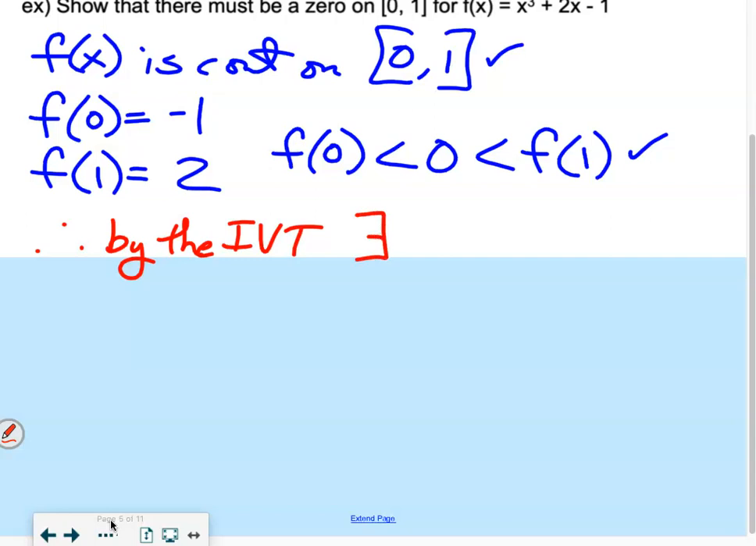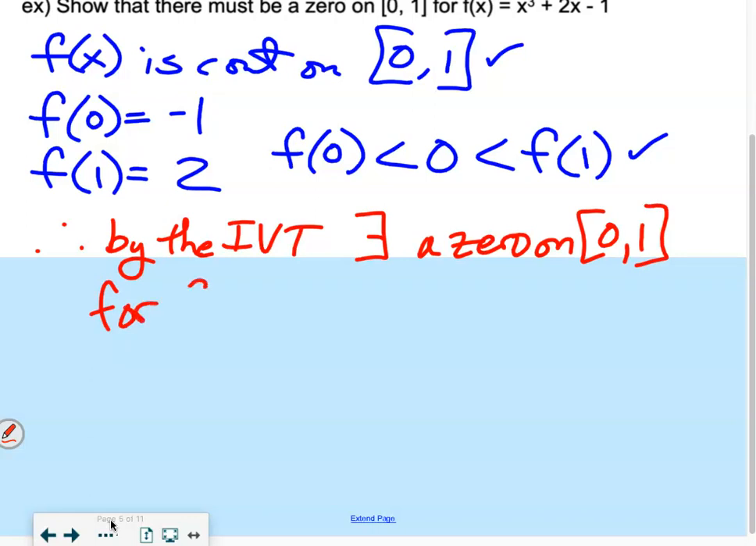You don't have to write it, you can just write the words, honestly. I should probably just be writing the words. There exists a 0 on 0 to 1 for f of x. I'm going to teach you another abbreviation in the next problem. Okay. So just so you know, this E here means there must be or there exists.